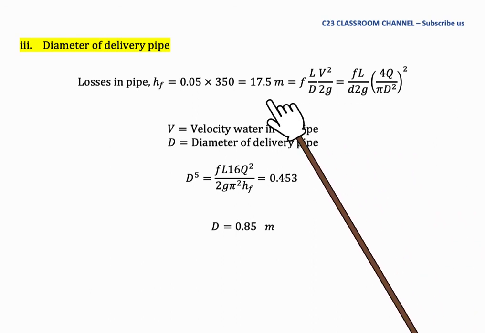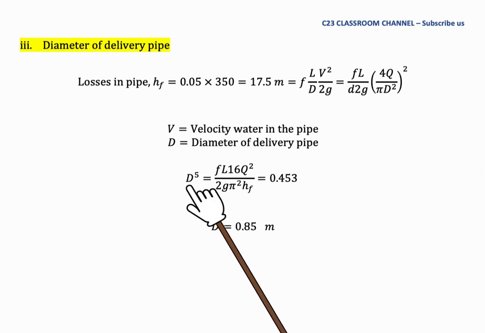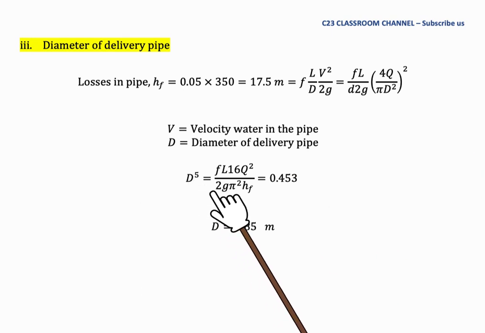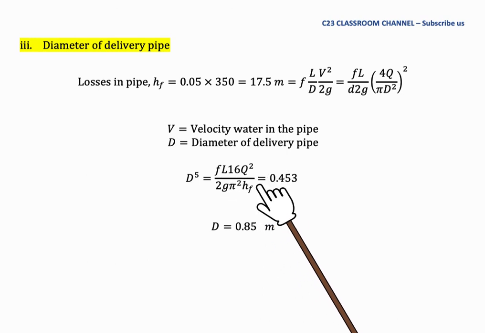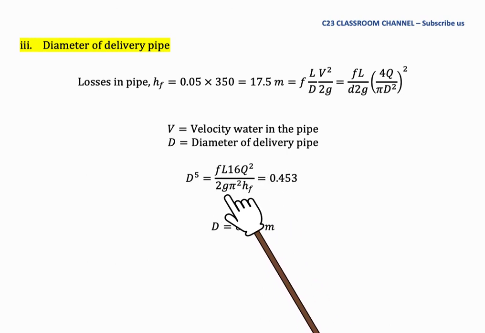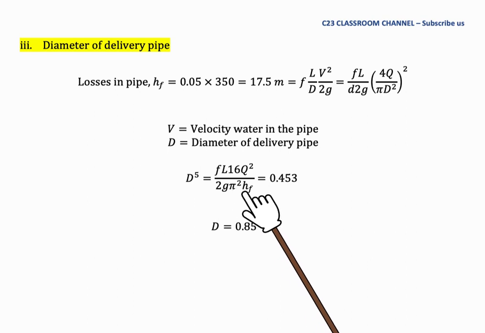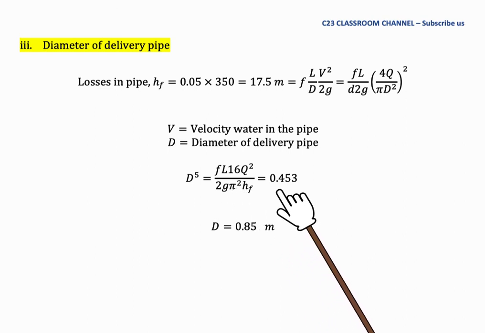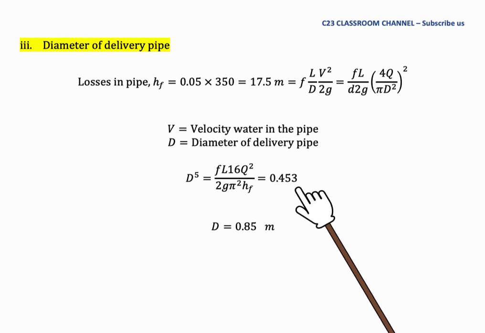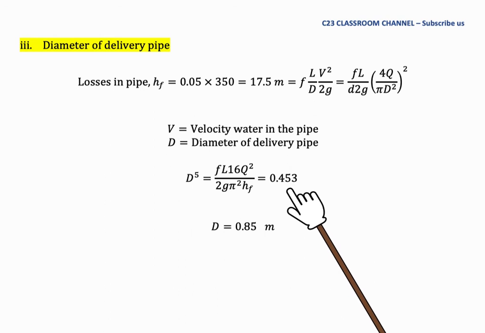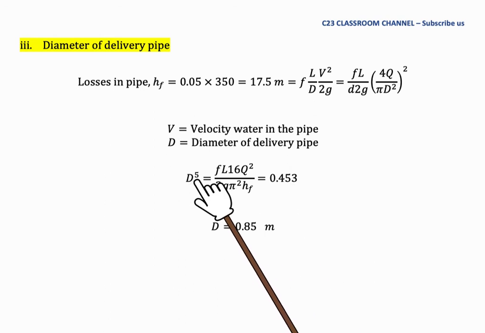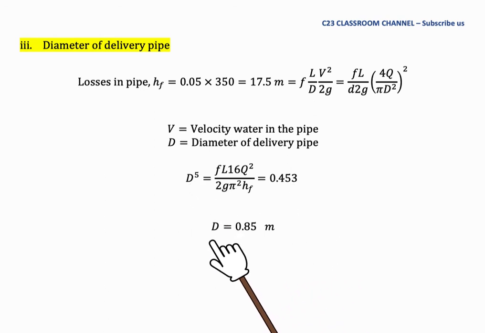So we rearrange this equation, we could have D to the power of 5 is equal to F L 16 Q square over 2G pi square and HF. And it is equal to 0.453. And please take a precaution here. This value is D to the power of 5. So we could calculate the value of diameter of the delivery pipe is equal to 0.85 meter.